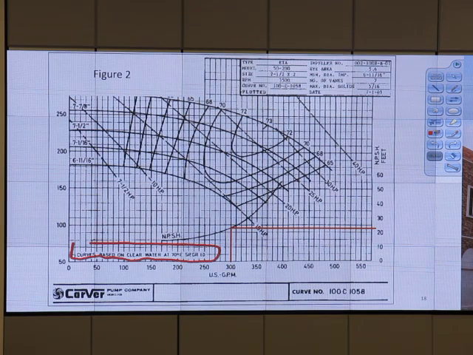Okay? So let's say you want to pump something at 300 gallons per minute. If it is more viscous, you need more power, more horsepower to pump the same amount or same flow rate, right? Okay? So when it's said for water, it is for water.